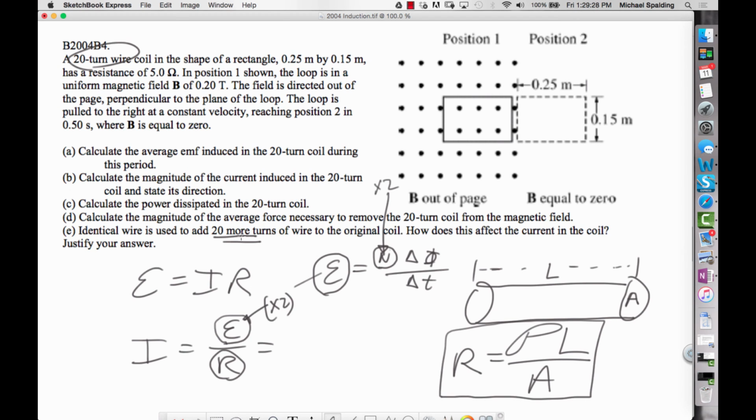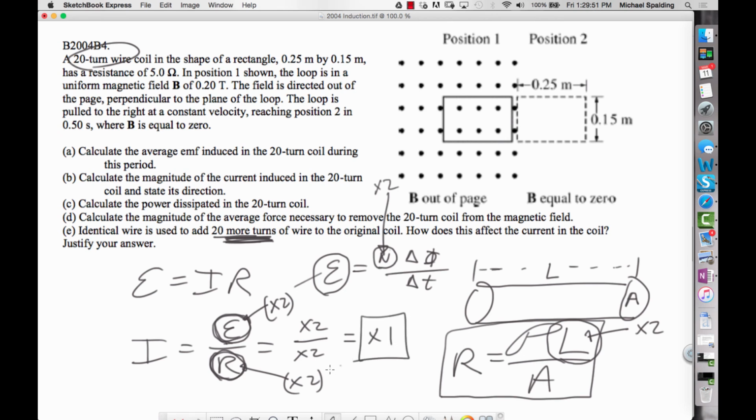So if we add 20 more turns, what are we doing to the length of the wire? We're doubling it. So what did we do to the resistance? It doubled. So we ended up doubling the voltage and also doubling the resistance. So we have doubling over doubling. So what's going to happen to the induced current? Nothing times 1.